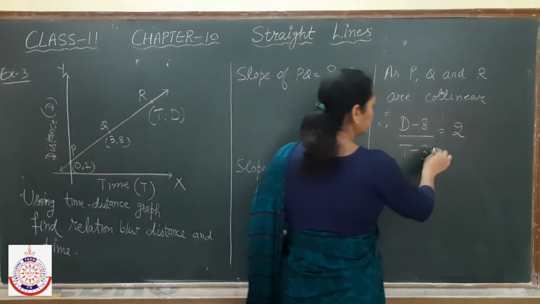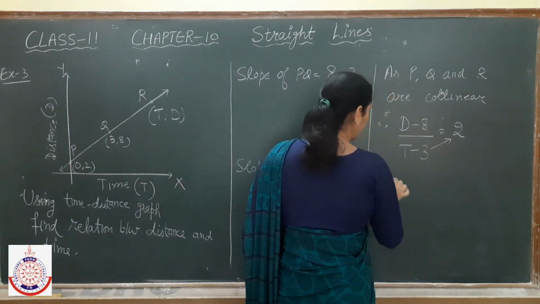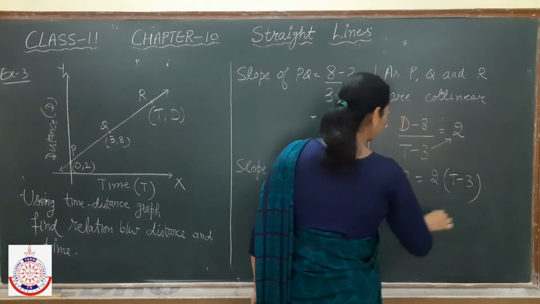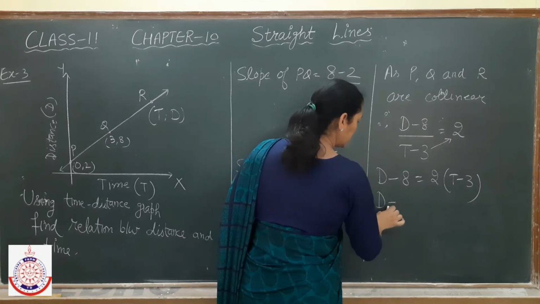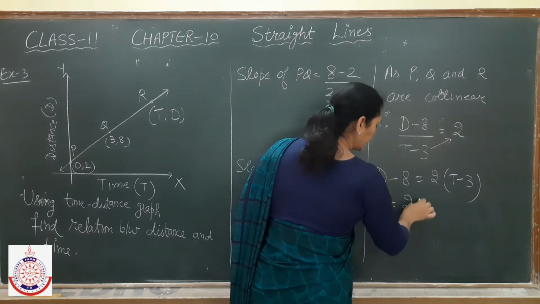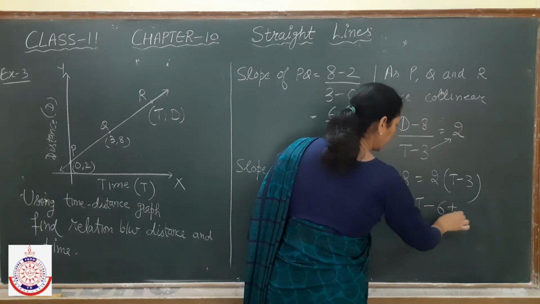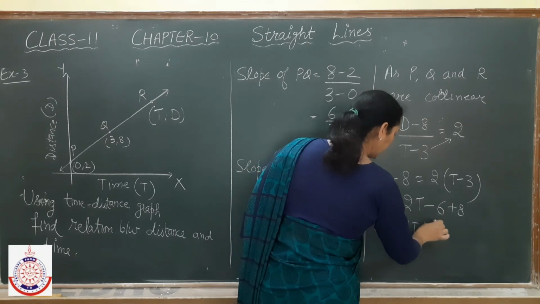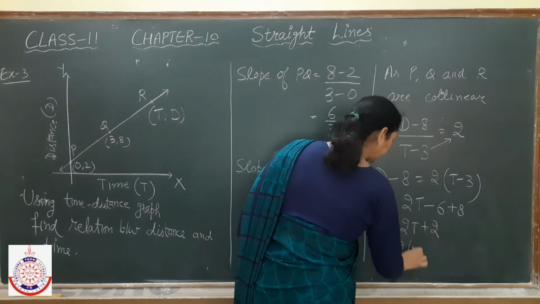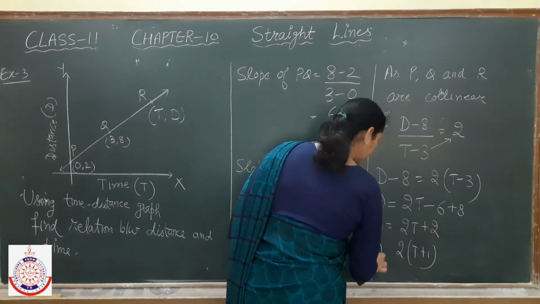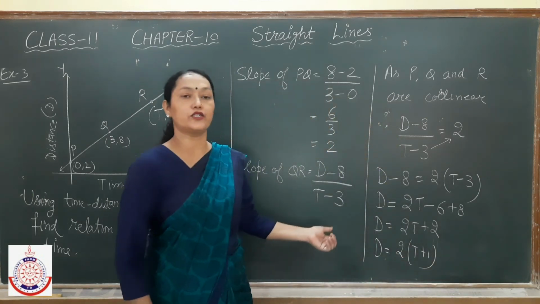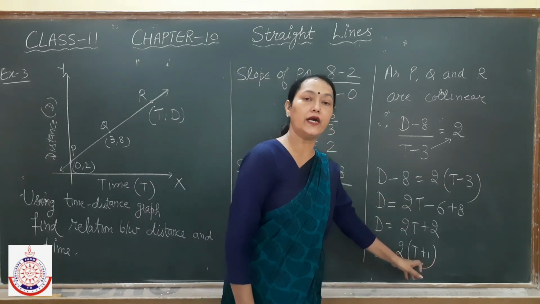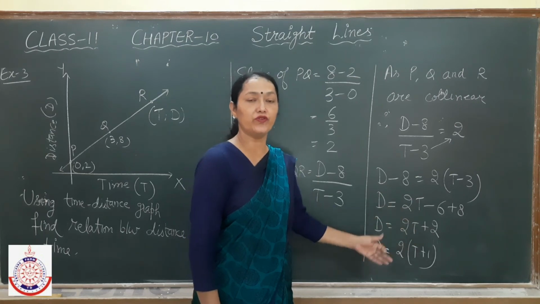Cross multiplying, d minus 8 is equal to 2 into t minus 3, so d is equal to 2 into t minus 6 plus 8. So d is equal to 2t plus 2, that is 2 times t plus 1, taking 2 common. So here we have obtained the relation of distance with time. Whatever the time is, if you add 1 to it and multiply the answer by 2, you will get the distance.